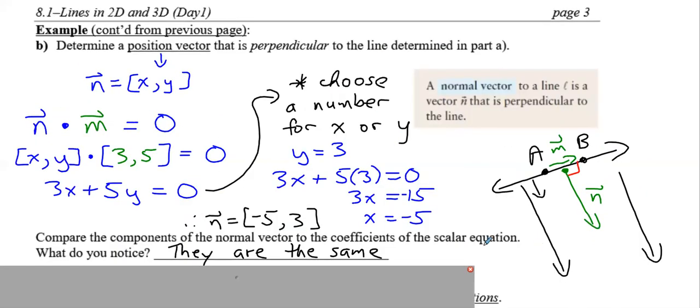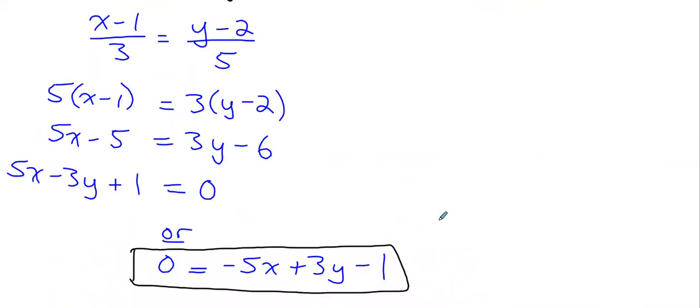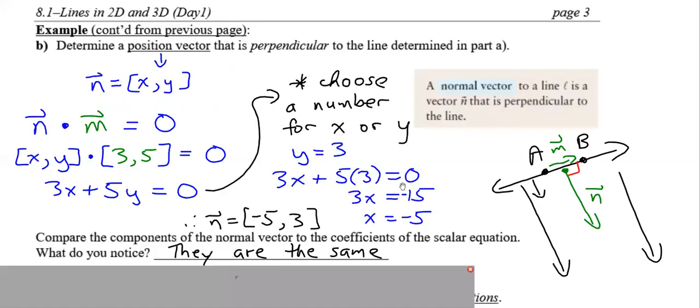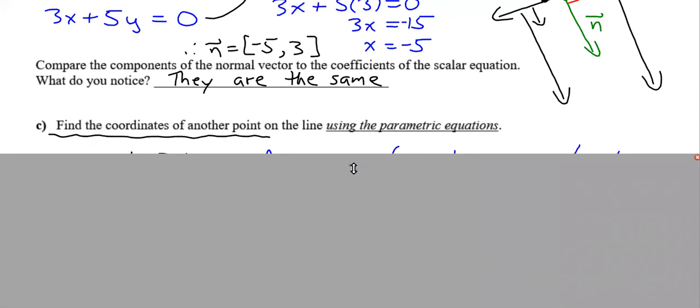Now, if you take a look at the components of the normal vector, the coefficients of the scalar equation, let's just go back. Look here, we got a -5 and a 3. Let's go back here for a moment. A -5 and a 3. Nothing here jumps out, but what about here? Look at that, -5 and +3 coefficients for those things. That is not an accident. It's not coincidental. It's just a mathematical fact. That'll help us out with some other questions.